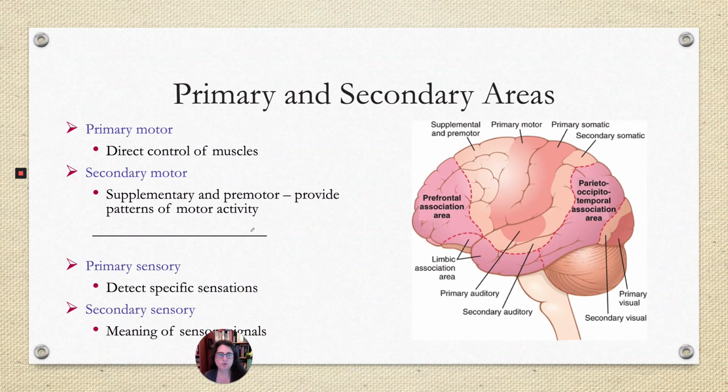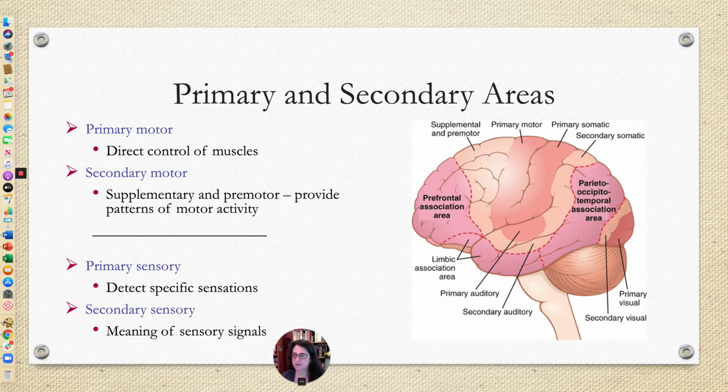Once again, there's our primary and secondary motors redefined for you. Nothing new. Same stuff we looked at before as far as motor. And then sensory, primary and secondary sensory. Again, that is illustrated over here in the ways that we have discussed already. So here again are those areas in pink that we are now going to define a little bit more.